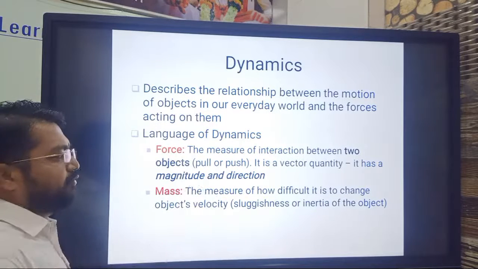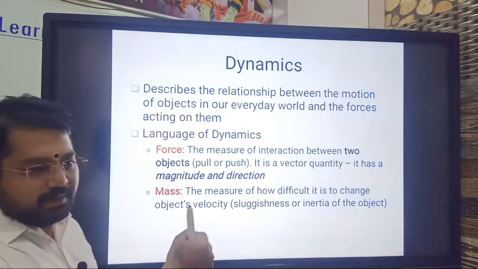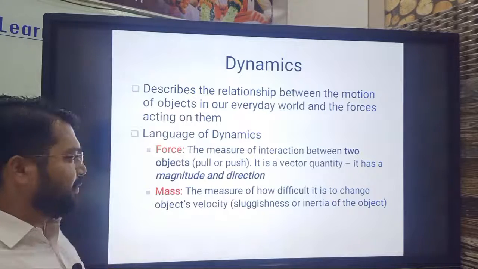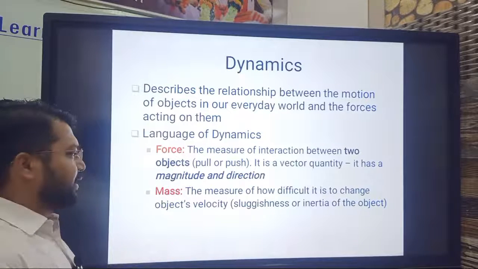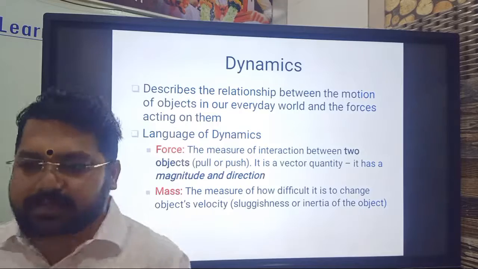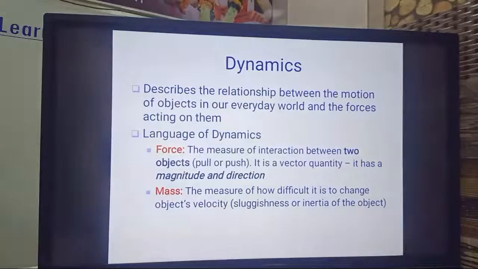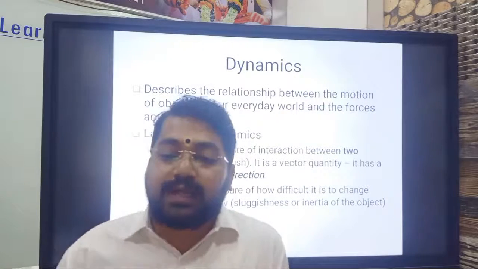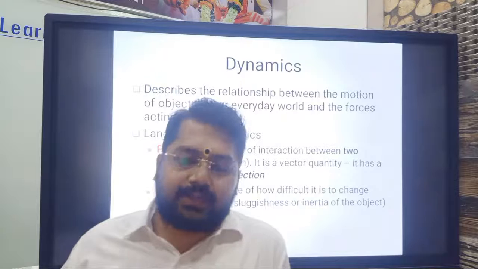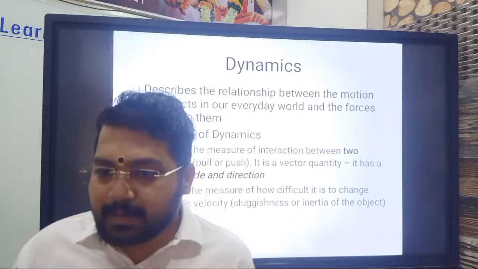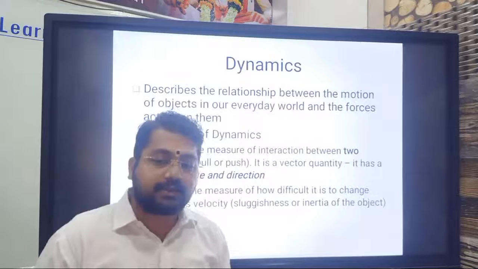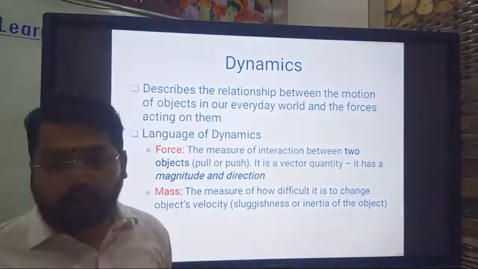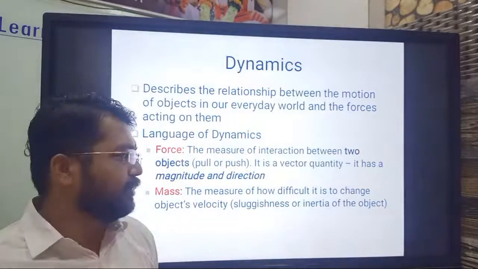The force is the measure of interaction between two objects. That might be pull or push. There are n number of examples to understand force, and you are matured enough to understand it. It is a vector quantity. It has magnitude and direction. We have already studied what is scalar and what is vector. Scalar quantity is one which has only magnitude, no direction. This quantity which has only magnitude, no direction is called as scalar quantity, and the quantity which requires both is called as vector quantity.